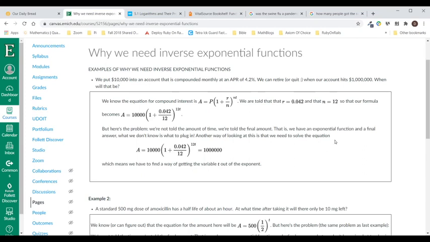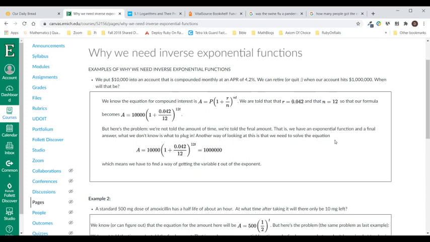function, just by looking at some examples and trying to make the case that the examples we could list would be in the hundreds of thousands. But here's an easy one. Say we put $10,000 into an account that is compounded monthly at an annual percentage rate of 4.2%. We can retire or quit when our account hits $1 million.